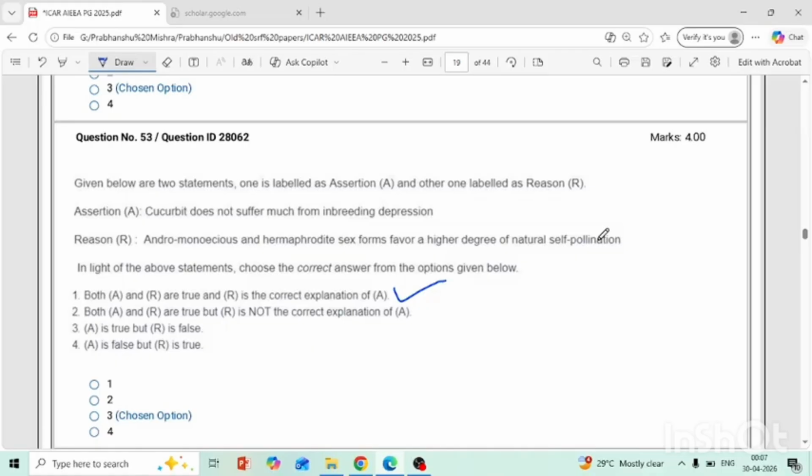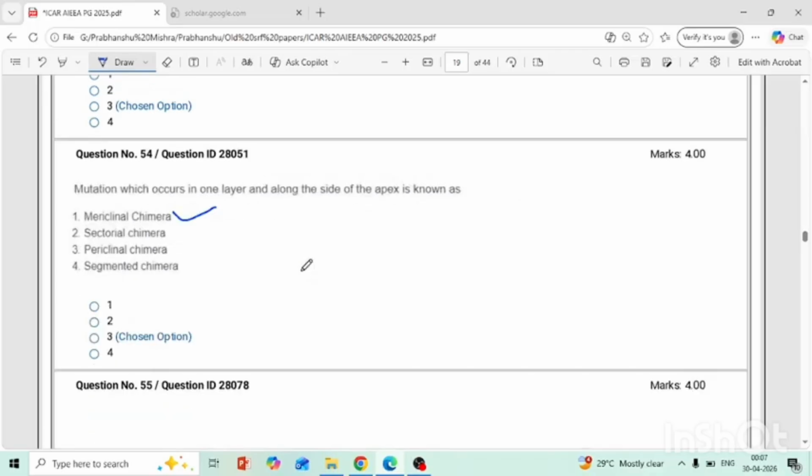Another is the mutation which occurs in one layer and along the side of the apex, known as... So the answer is mericlinal chimera. There are three types of chimera. First, let us know there are three layers present in the plant, that is L1, L2 and L3. Basically the plant is divided into three different layers. First one, second one, third one.